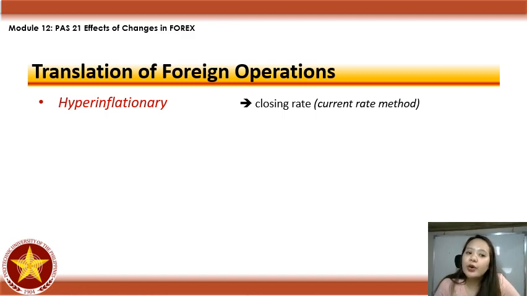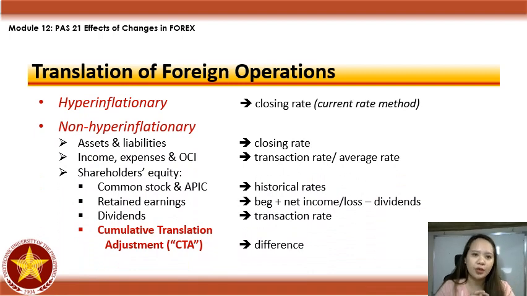Ang tawag mo doon, foreign operations. So, tingnan mo muna kung yung foreign operations mo, yung kumpanya, yung subsidiary mo, usually that's a subsidiary. Yung subsidiary mo, kunwari, is it operating in a hyperinflationary or non-hyperinflationary? Kasi kapag hyperinflationary economy, which I will tackle later on, mamaya pa yan, dito na tayo sa non-hyper. Kapag hyperinflationary, closing rate daw or current rate method. Doon muna tayo sa non-hyperinflationary. Kapag non-hyperinflationary economy daw, assets and liabilities are translated at closing rate. Income, expenses, and other comprehensive income are translated at transaction rate or the spot rate at dates of transaction.